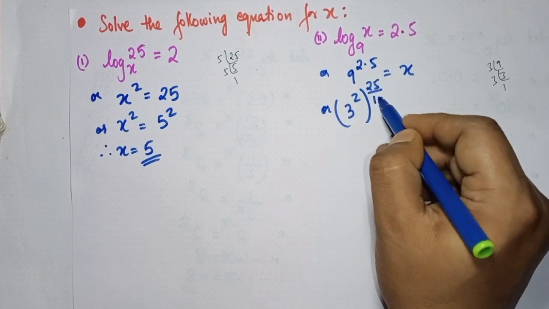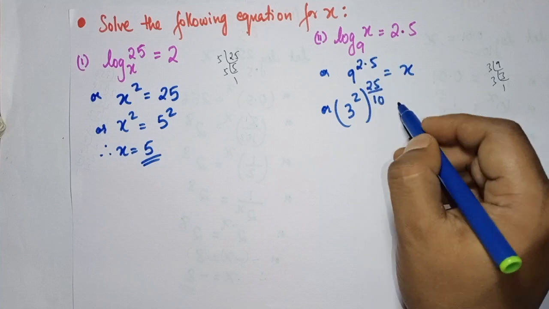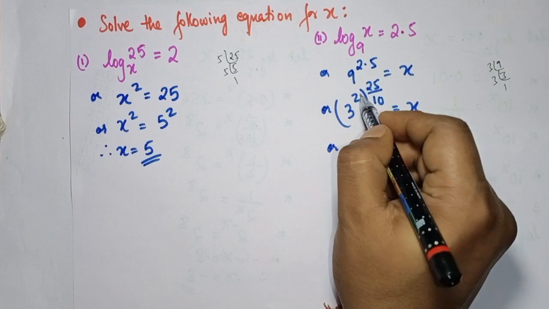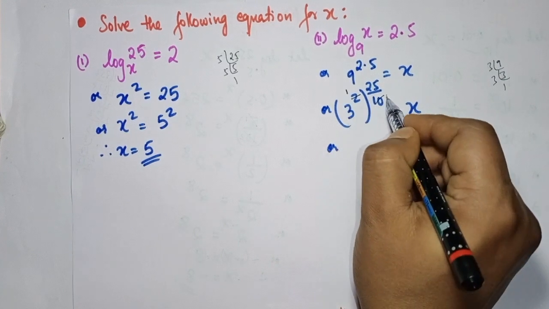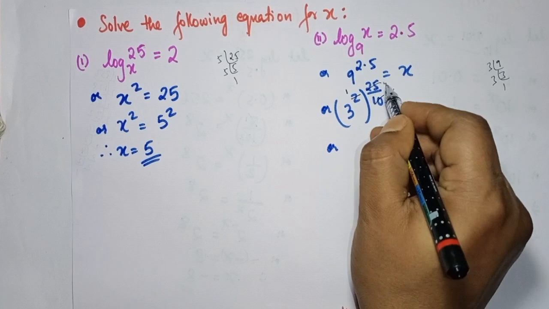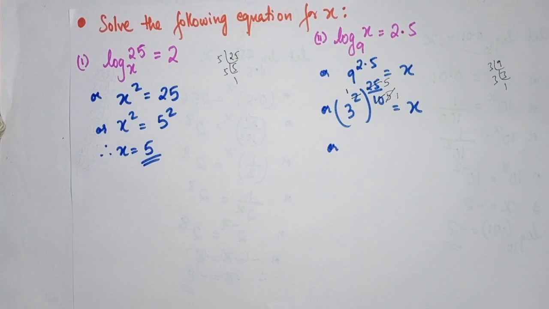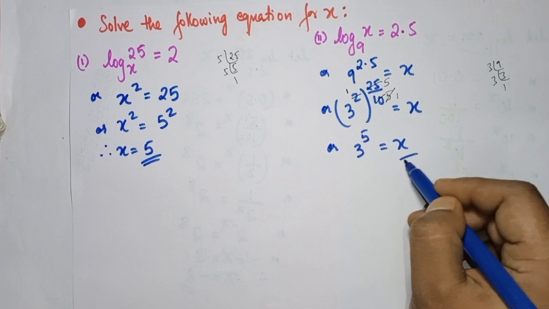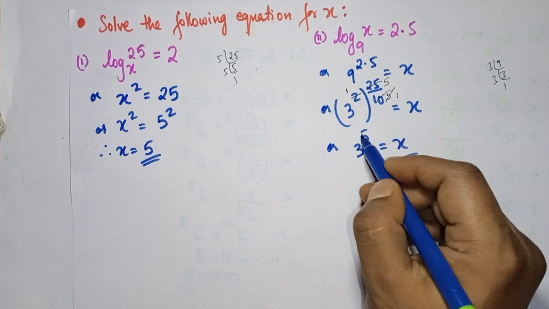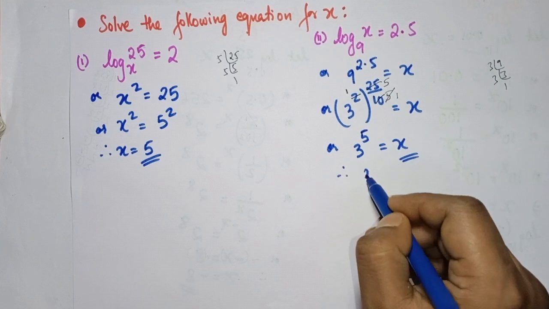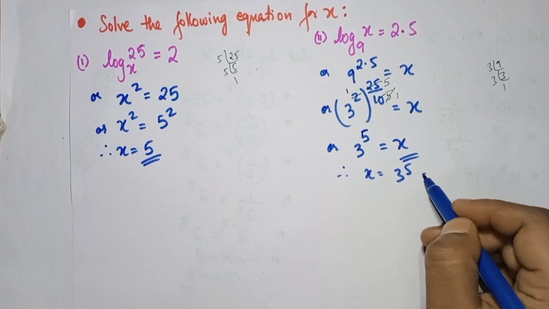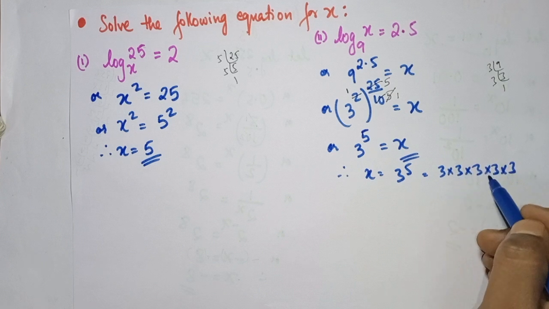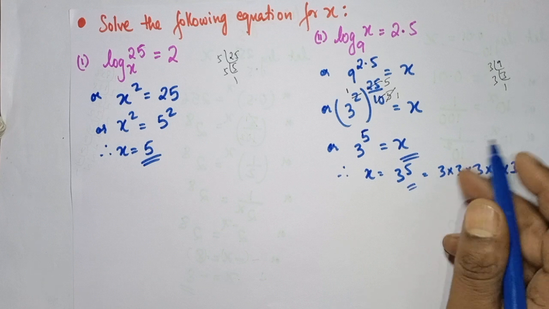So what can I write? 25 upon 10. Can I write it like this? Because 2.5 is 25 upon 10, equals x. Now I think it will get cancelled. 2 1s are 2, 2 5s are 10, 5 1s are 5, 5 5s are 25. So what I got is 3 to the power 5 equals x. So this is my final answer. Therefore x equals 3 to the power 5, or you can write this as 3 into 3 into 3 into 3 into 3. So you can multiply and write the answer, or you can leave it like this only.